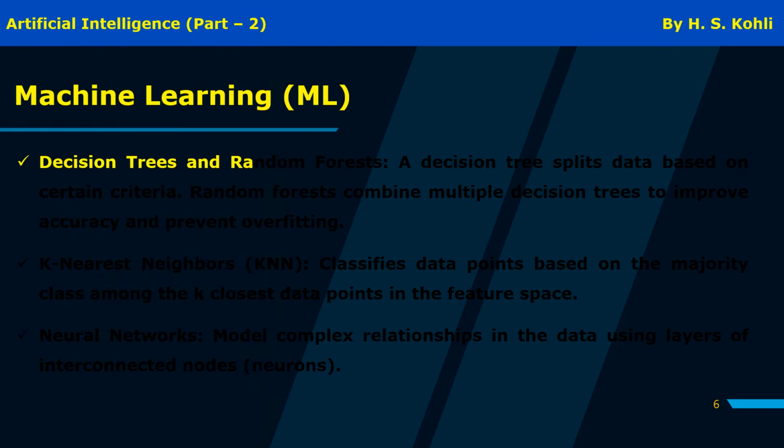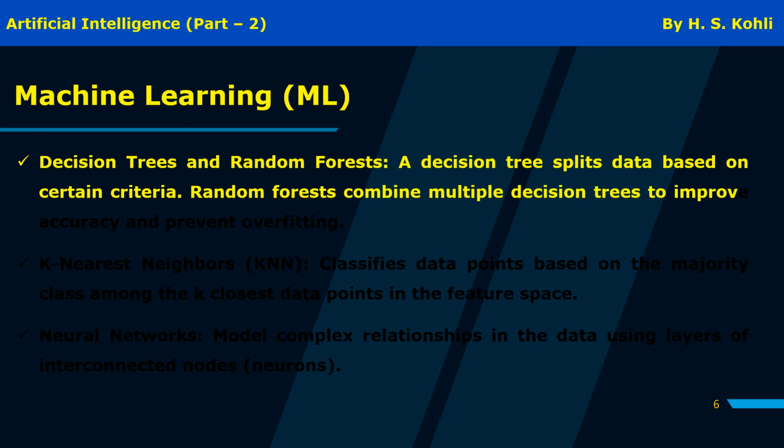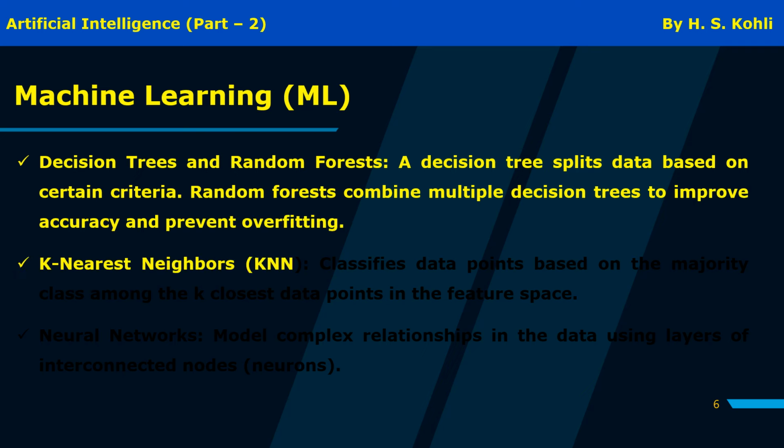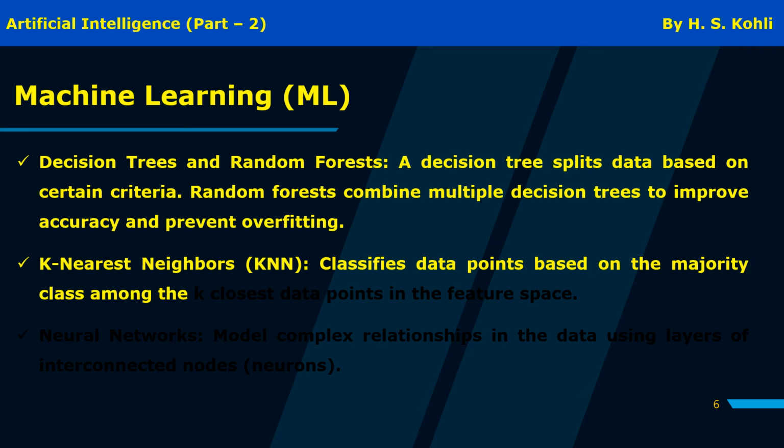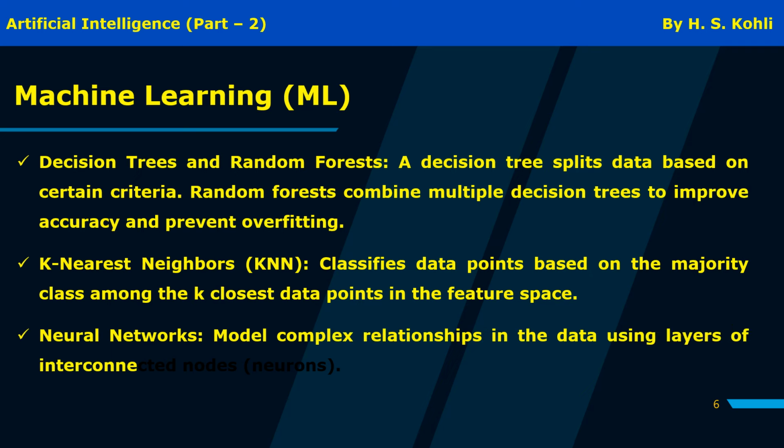Decision trees and random forests. A decision tree splits data based on certain criteria. Random forests combine multiple decision trees to improve accuracy and prevent overfitting. K-nearest neighbors, KNN, classifies data points based on the majority class among the K closest data points in the feature space. Neural networks model complex relationships in the data using layers of interconnected nodes, neurons.